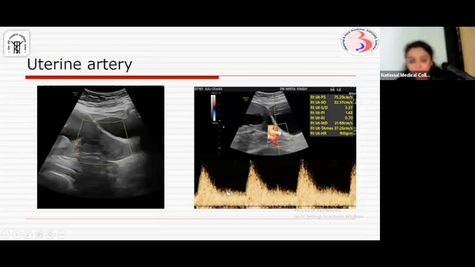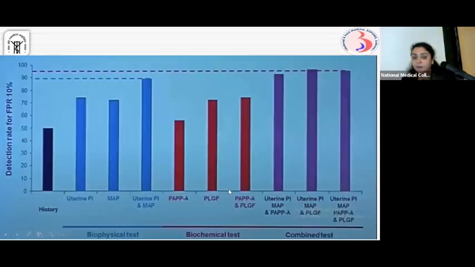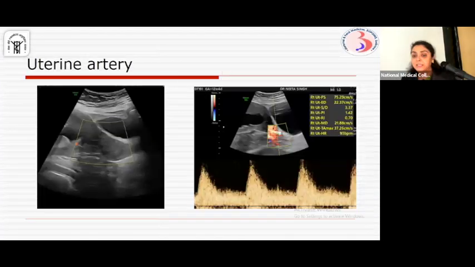So put the power Doppler button on, and we can see the uterine artery. What we need to read is the PI over here. On the left side, we take uterine artery measurements thrice, and on the right side we take measurements thrice. We calculate the PI and add them.